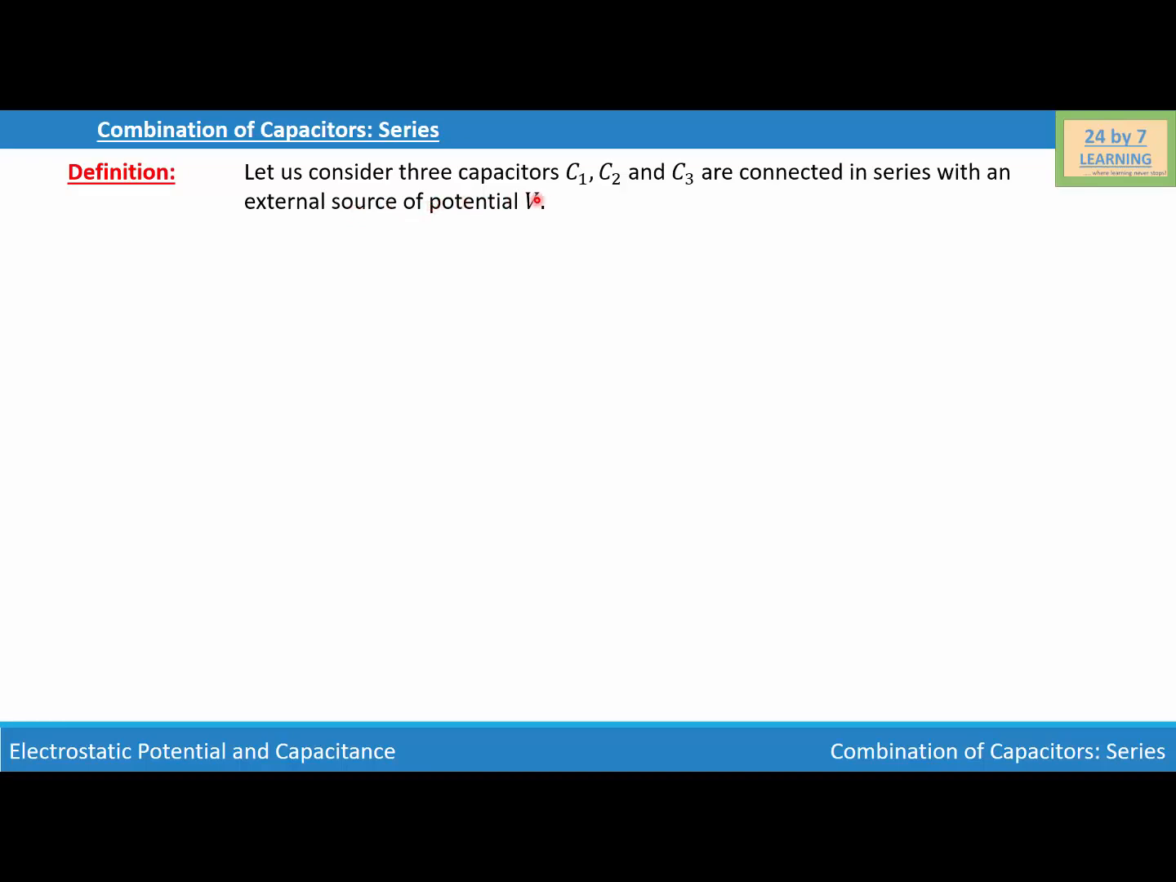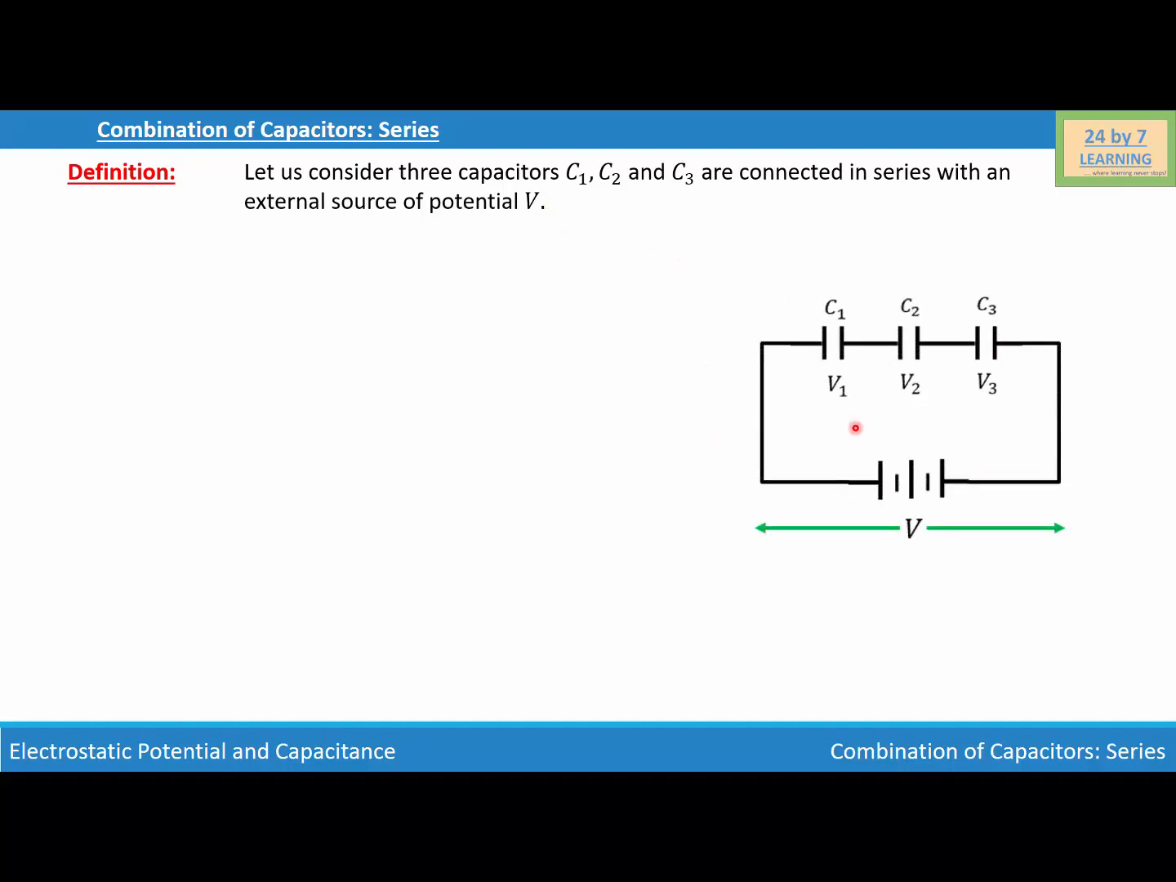Let us consider three capacitors C1, C2 and C3 connected in series with an external source of potential V. In order to explain this, I'm going to consider three capacitors C1, C2 and C3 connected in series and the external voltage is V. So let's use this information to draw the figure, and if we do that, we will get a figure something like this, where C1, C2 and C3 are the capacitors connected in series and V is the external potential connected to this series.